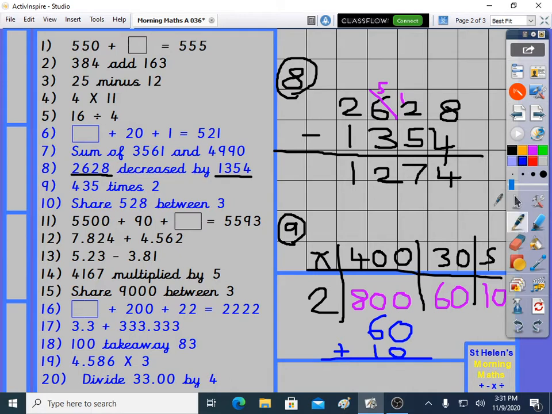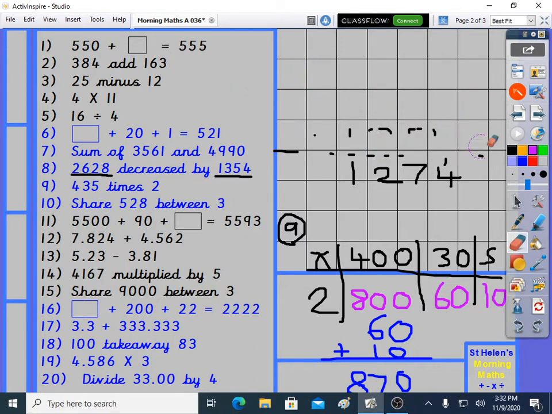870 will be my answer at the bottom. I just saved a bit of time by putting the 60 and the 10 under the 800. So the 800 was already written, and we get our answer 870. On to question 10, which is sharing, which means division, as you definitely know.